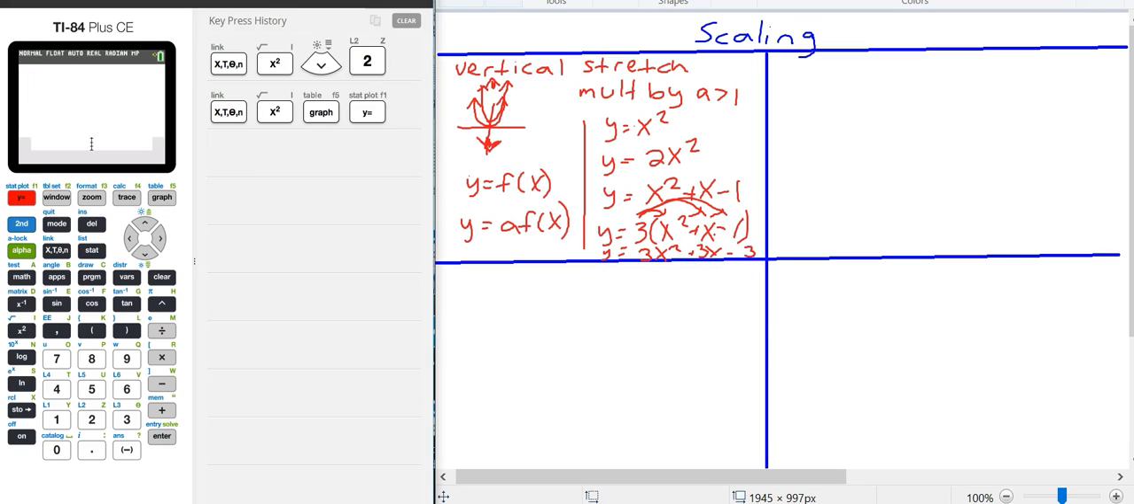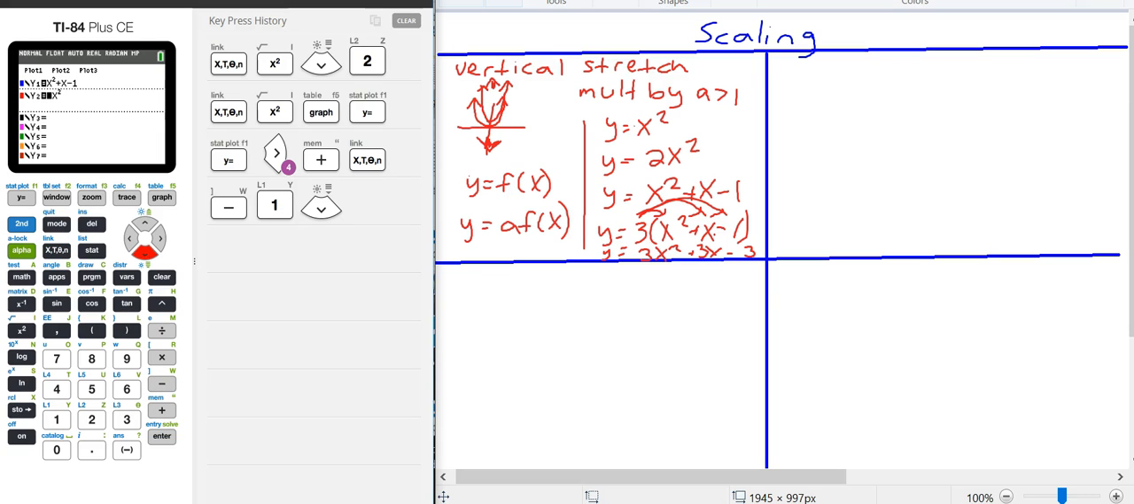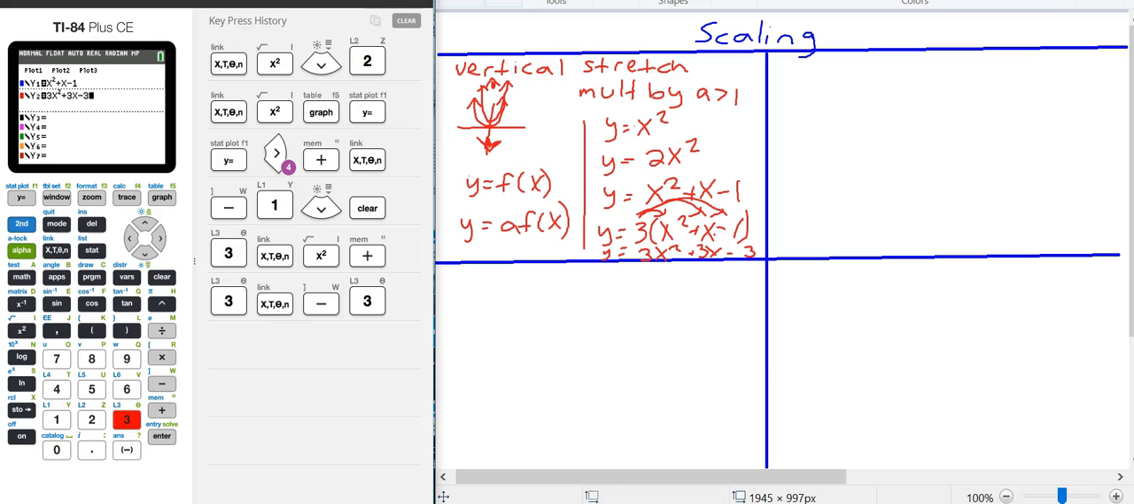And let's graph these two. Our original function was y is equal to x squared plus x minus 1. And the scaled function was y is equal to 3x squared plus 3x minus 3. That's our original function. That's our scaled function. Notice how it was stretched up and down, and therefore it got narrower.